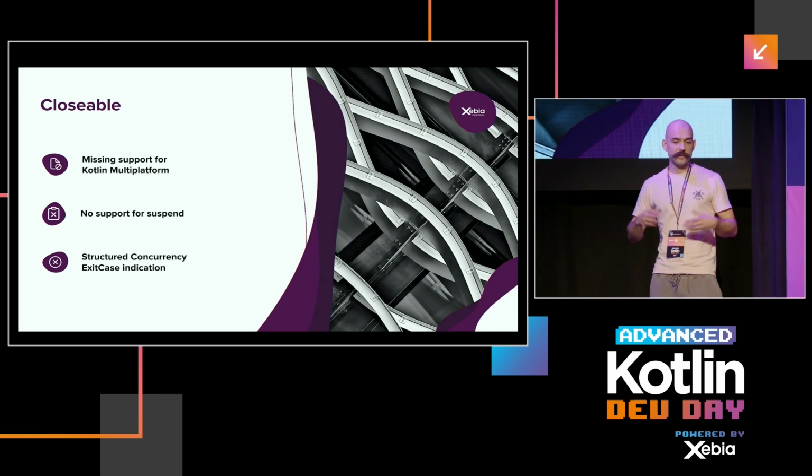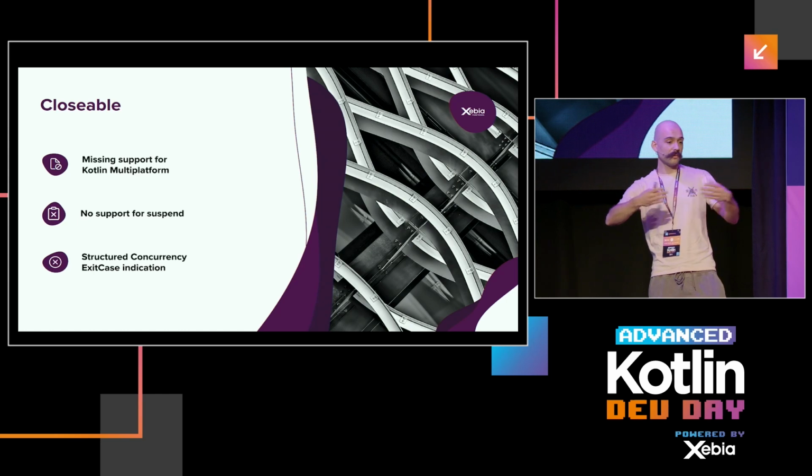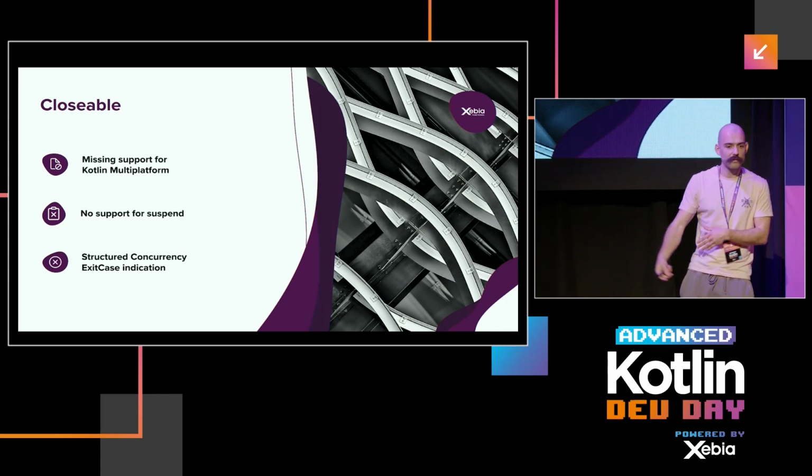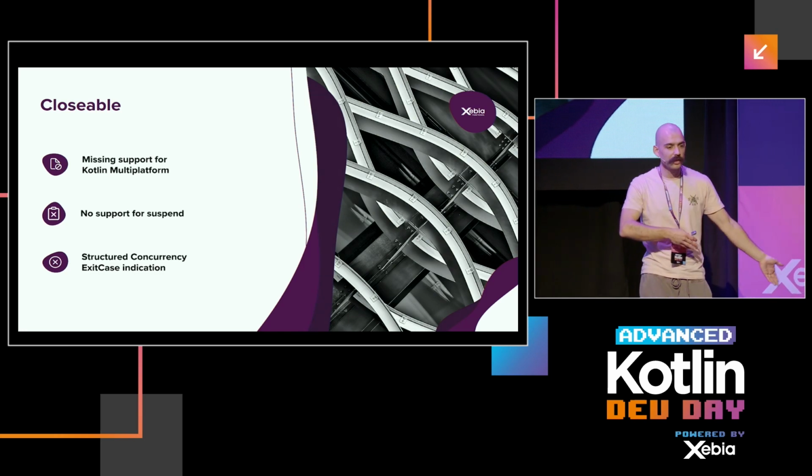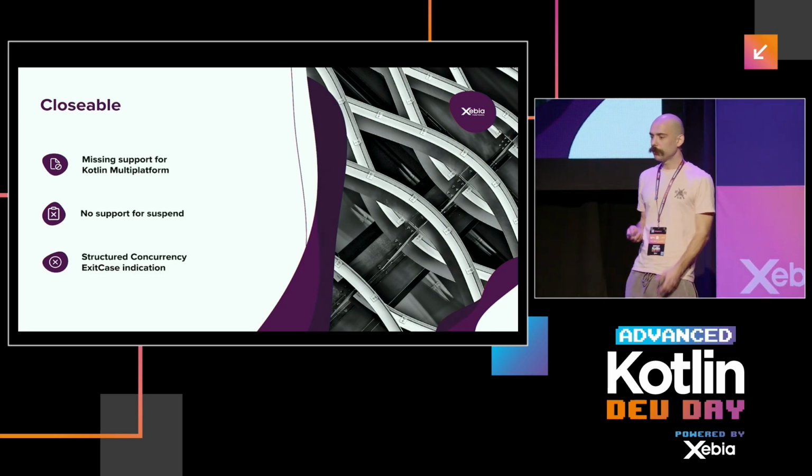And finally, since we're talking about structured concurrency, we talked about 3 different termination cases. There is no way to figure out in the close method from Java whether we are closing because we canceled, because our operation completed, or because we failed. So I would also love to know that.